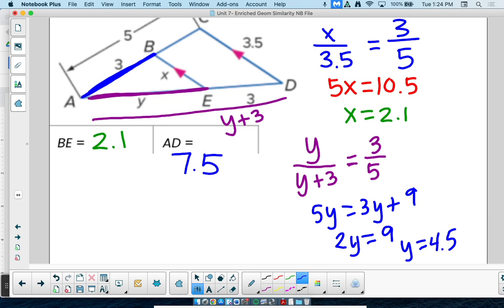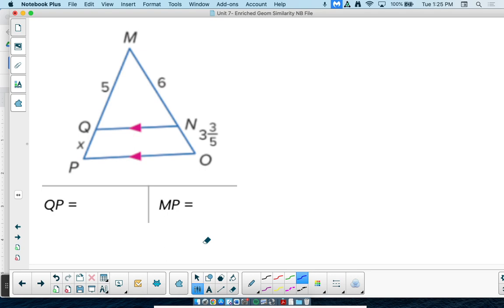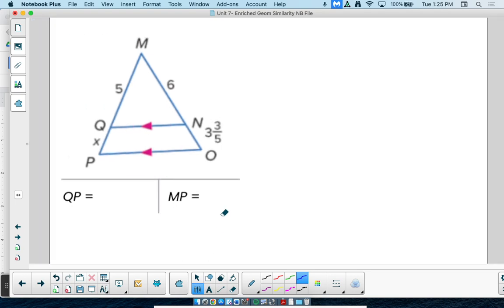Ready for the next one? X over X plus 5. Oh, close. You're very close. What would this whole side length be? X plus 5. Over X. Close. What does X plus 5 match on the small triangle? X. 5. These guys go together.